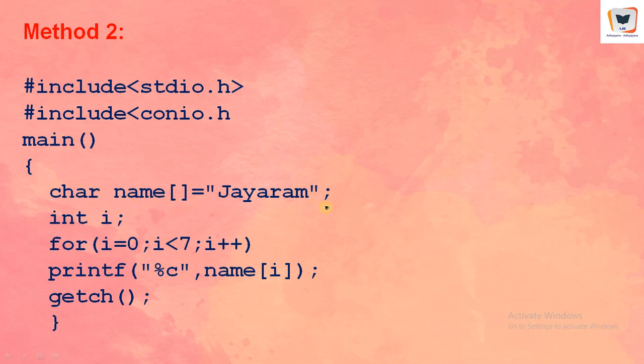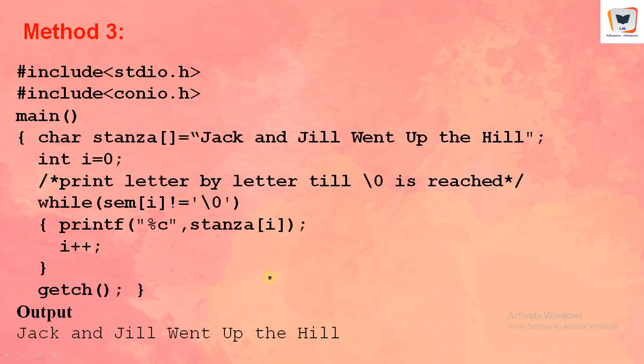Char name, a string is initialized, and we are going to print this string character-wise. So i equal to 0, i less than 7. We need to make a count of this. i less than 7, so this will be 0th position: 0, 1, 2, 3, 4, 5, 6. Less than 7. So %c, name of i, name of 0, name of 1, name of 2, name of 6. So everything will be printed.